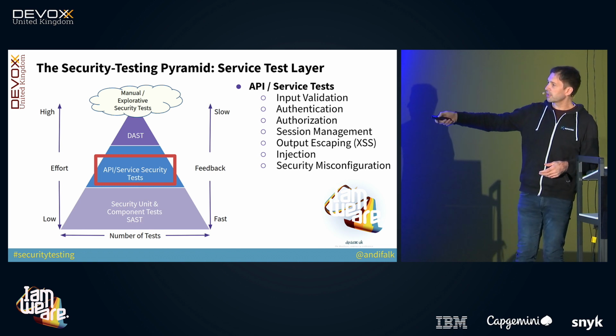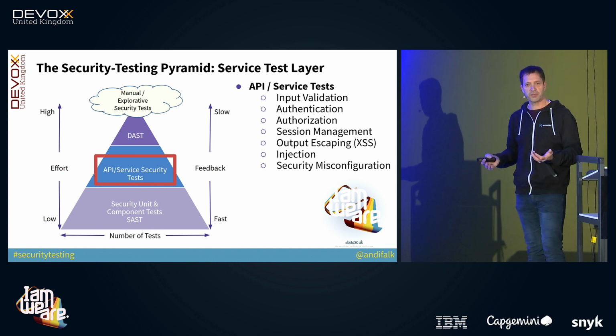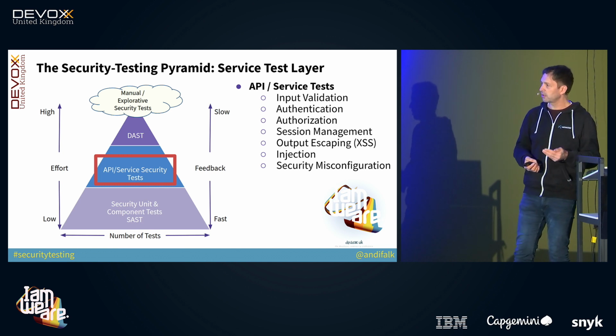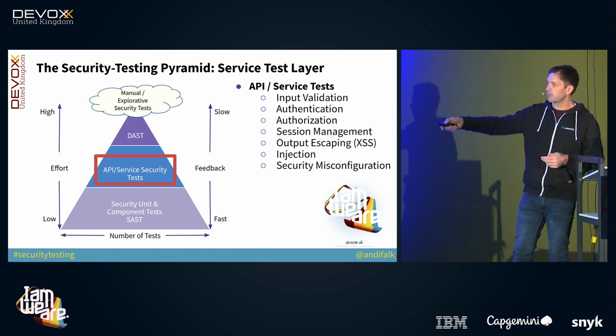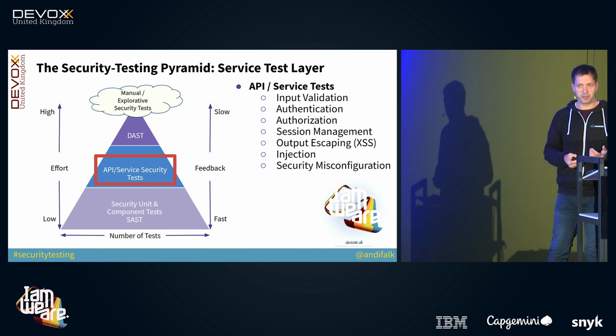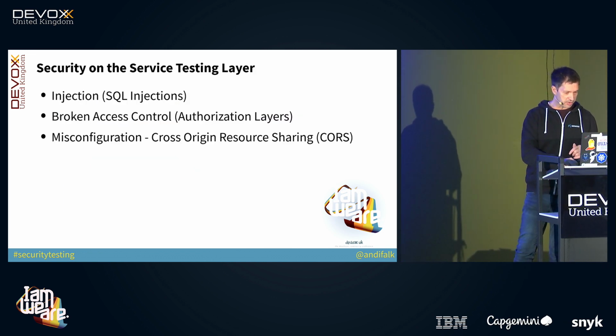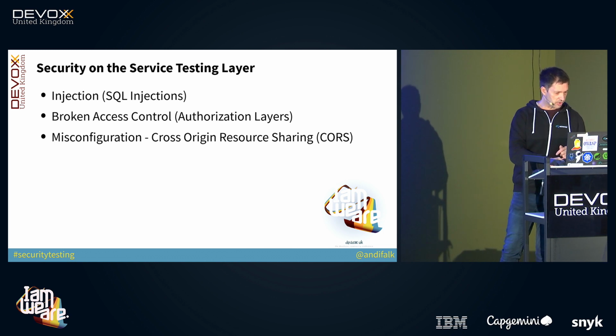And you can also already check for SQL injections in your code with integration testing. I will show that later on. And also typical misconfigurations like cross-origin resource sharing problems. So these are 3 examples that I have in code.